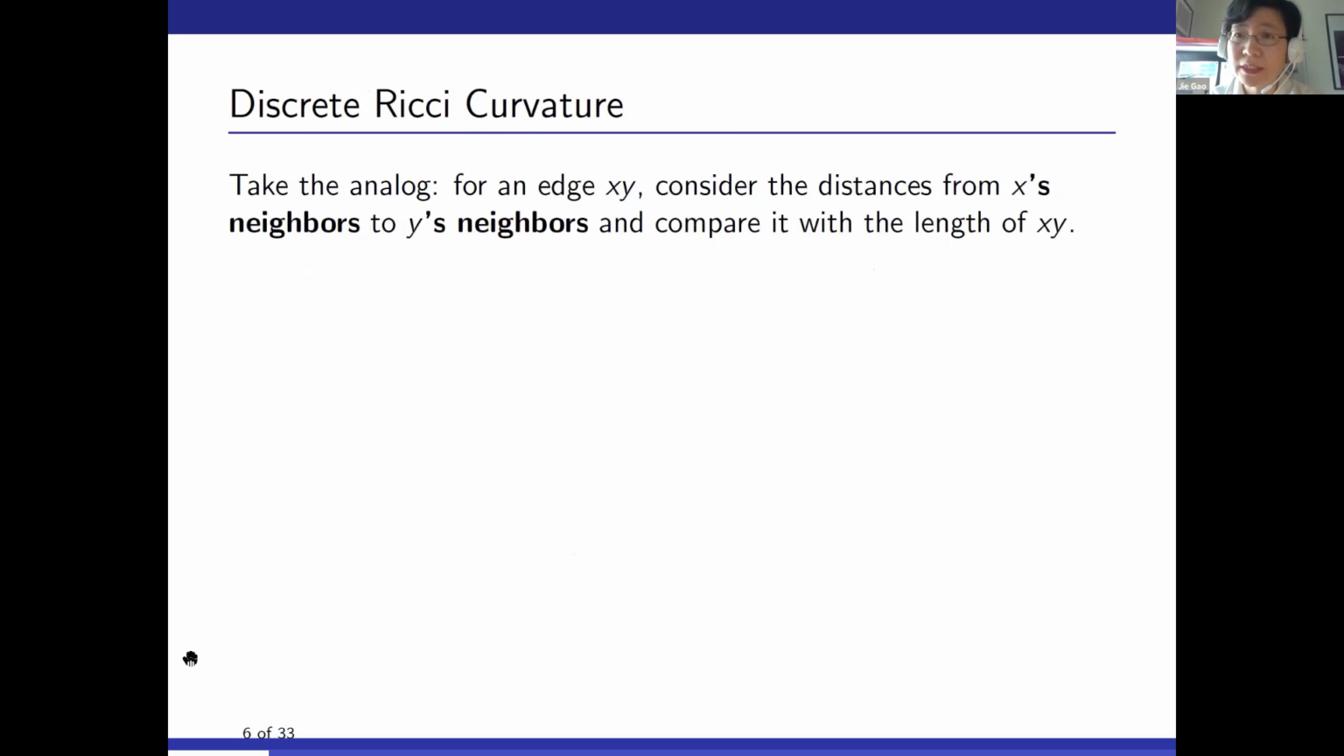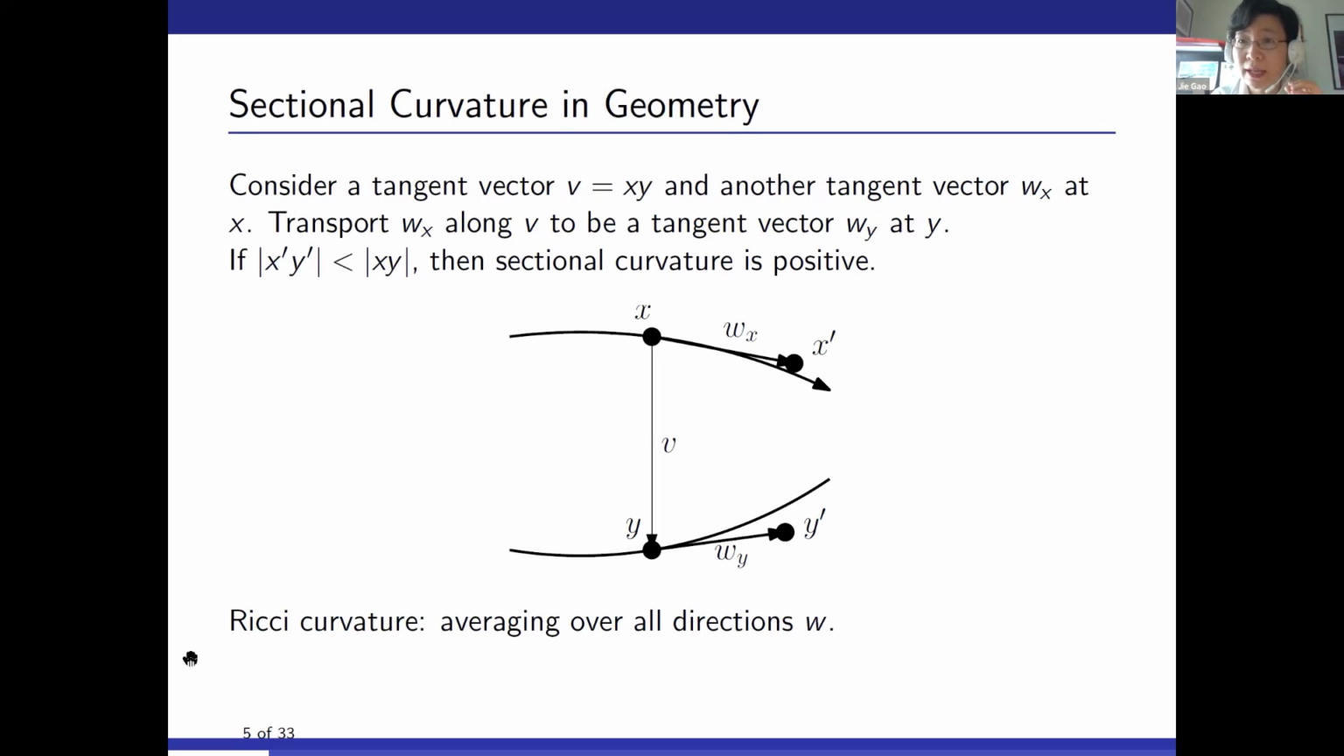One of the discrete notions is to extend the sectional curvature to the discrete graph setting. So for a graph, we take an edge XY, and then we consider the distance from X's neighbors to Y's neighbors. And this intuitively could be understood as somewhat the tangent vector defined on X and defined on Y. And similar to before, we want to relate the distance of this X prime, Y prime, or the other endpoints of this tangent vector, and compare the distance with the length of XY.